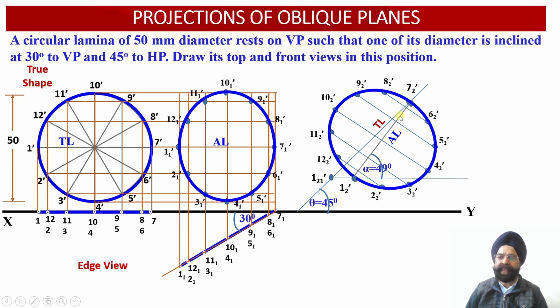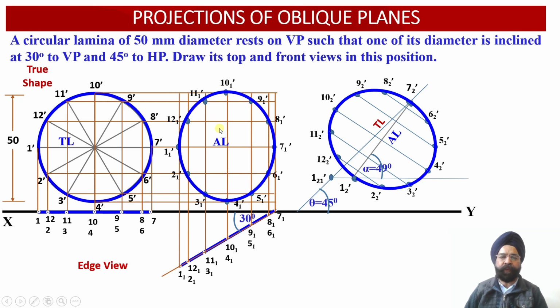Now once we mark this apparent length of the line, once again using the rectilinear distances, we will be able to transfer this ellipse from this orientation to another orientation, and this another orientation is such that the apparent length of the diagonal, which one is this diagonal? 1 2 dash and 7 2 dash. So this is the new diagonal basically. So in this orientation, the apparent length of the diagonal in the front view will be inclined at an angle of 49 degree with respect to the horizontal plane.